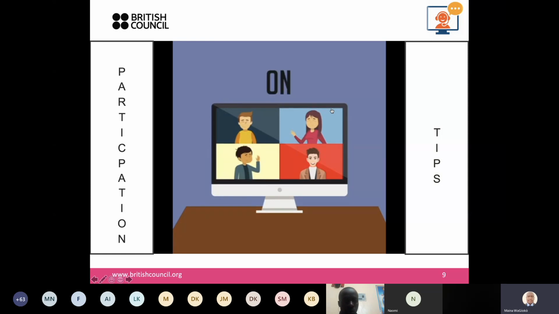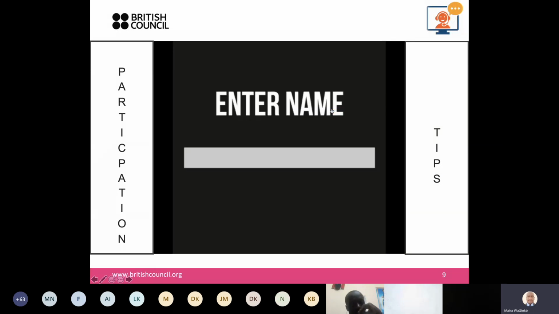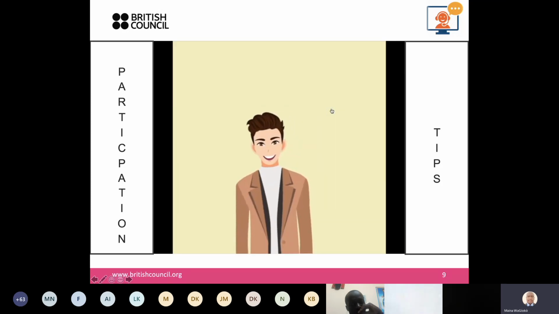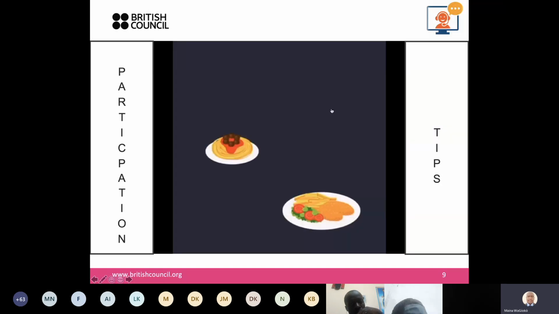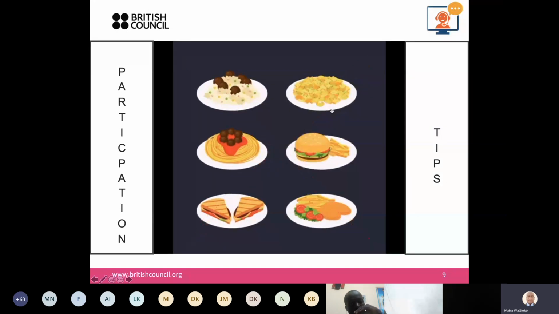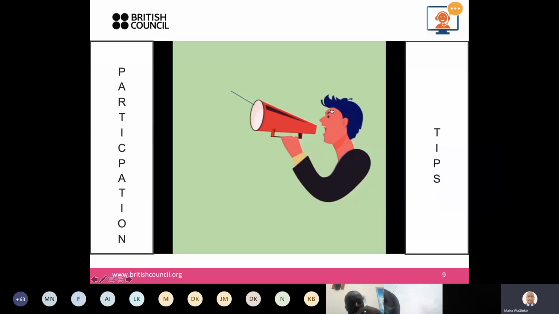Keep the camera on. It's considered indecent to keep the camera off. Keep the mic on mute when you are not speaking. Rename to make sure your company and your name appears. Try being still. Do not move a lot, and don't fidget. Eating is not considered decent. However, sipping a cup of coffee or tea is fine. You have to speak in normal tone. Do not shout.